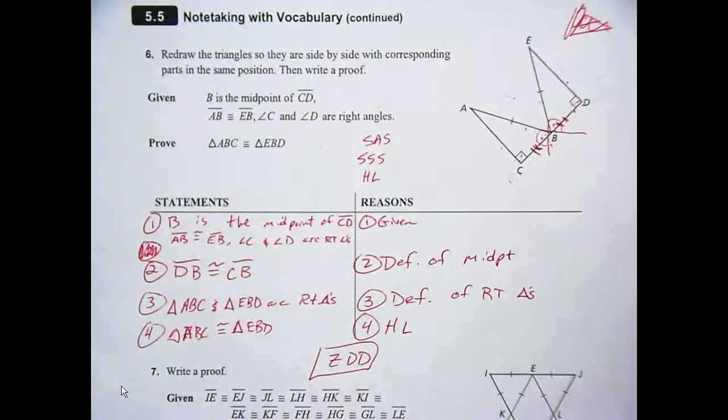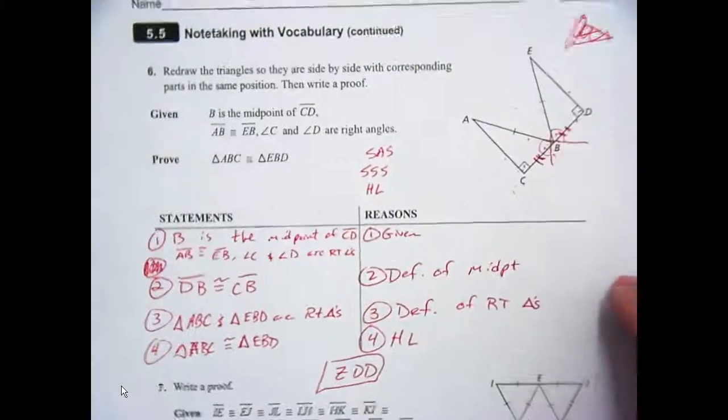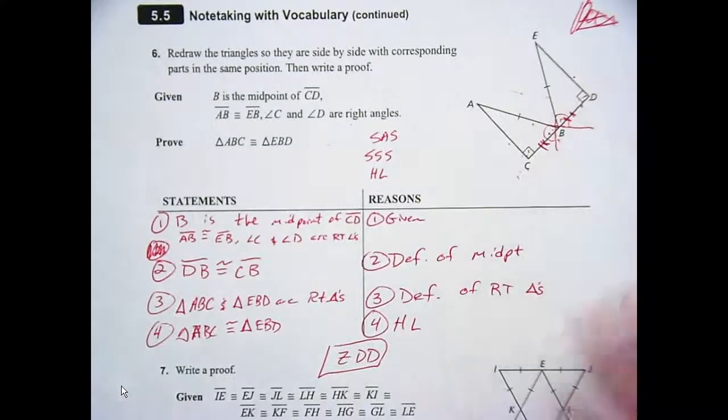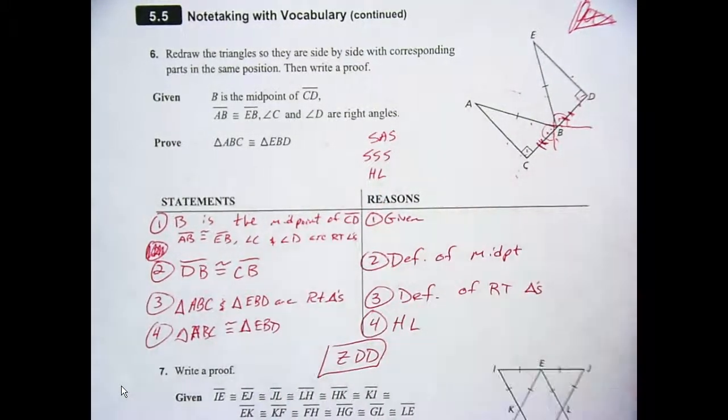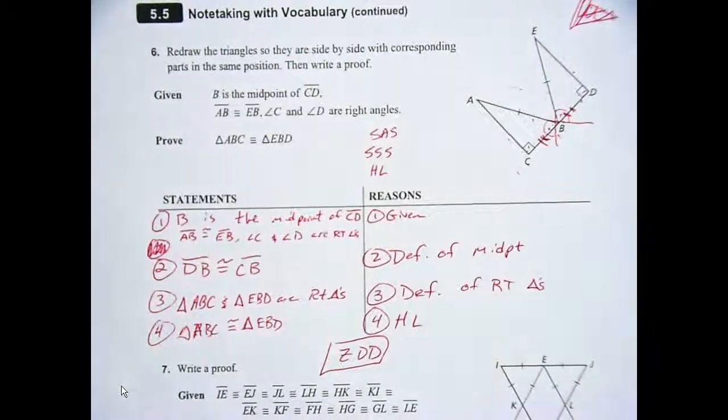All right? Notice you have to state they're right triangles because we didn't say that. So hypotenuse leg, you need right triangles and a hypotenuse and a leg. Okay, number 7. Take a look at it. Give it a go with your groupies.